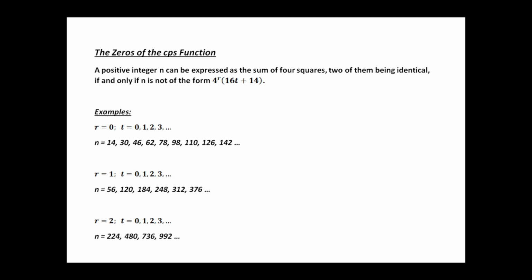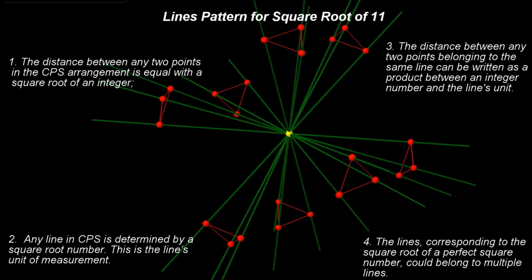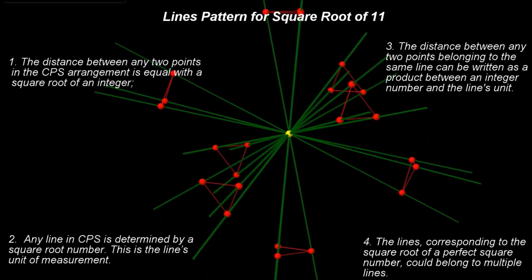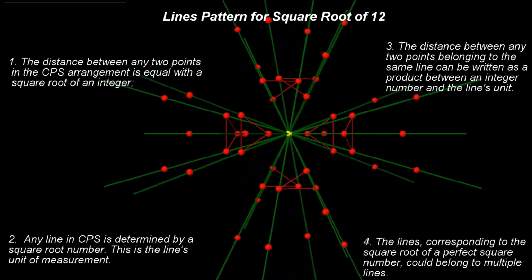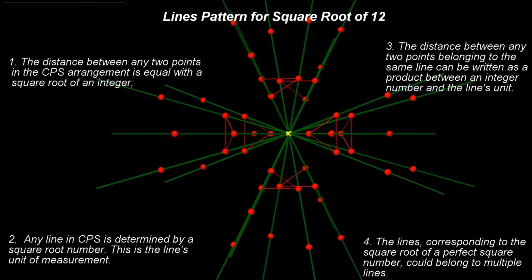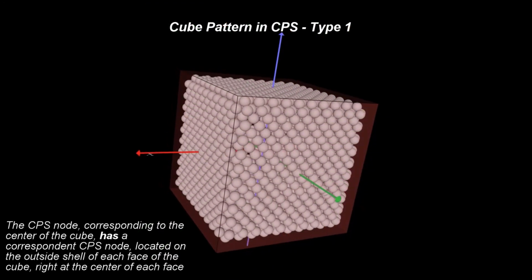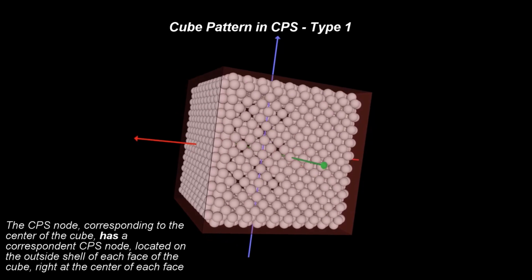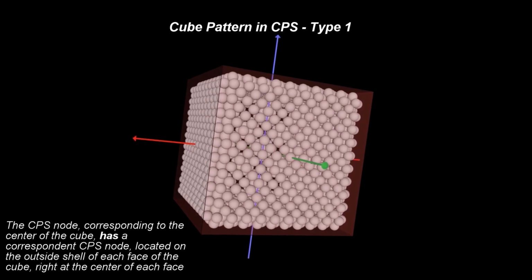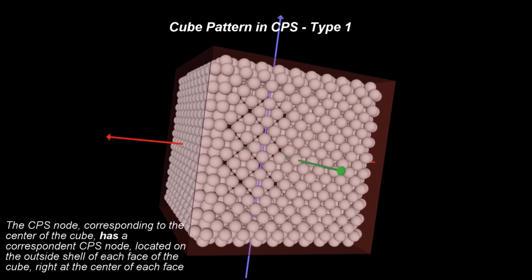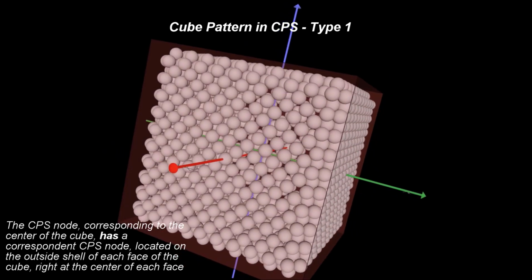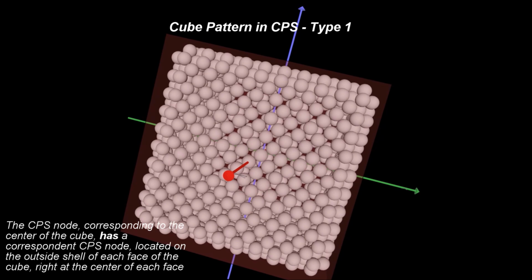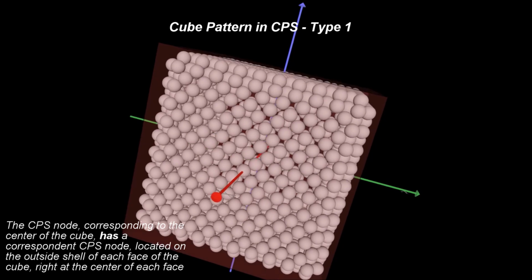We have also shown, in previous videos, that there are numbers of identical CPS lines emanating from a CPS point. These CPS lines are characterized by the same underlying square root number. Next, let's investigate the number of identical CPS lines, corresponding to each square root number, and the geometrical patterns of their distribution. To accomplish this, we will take a slightly different approach.